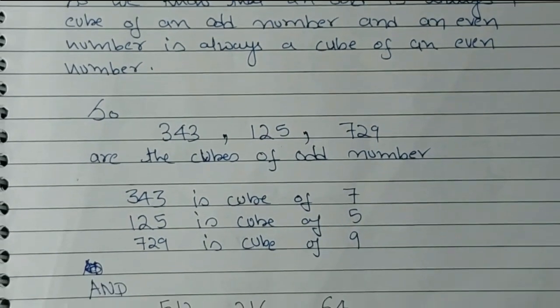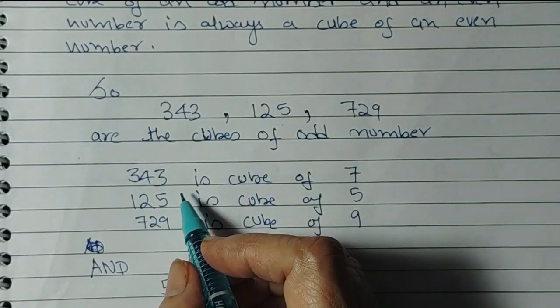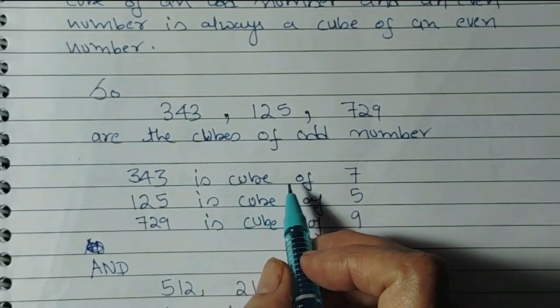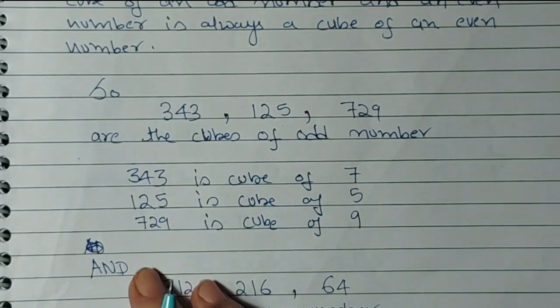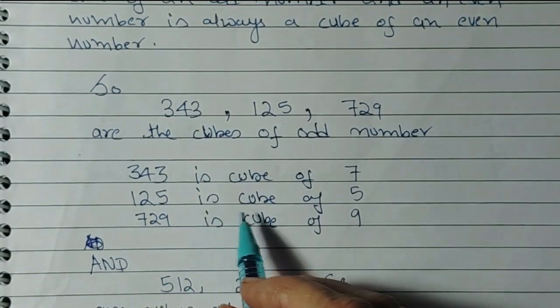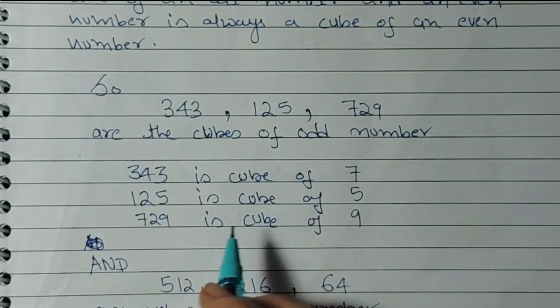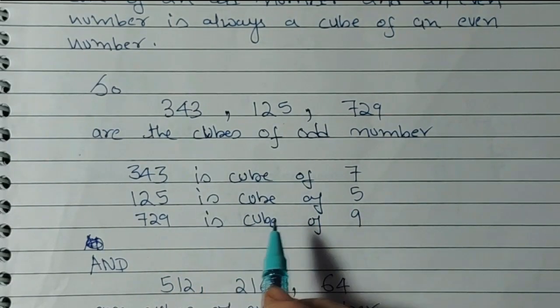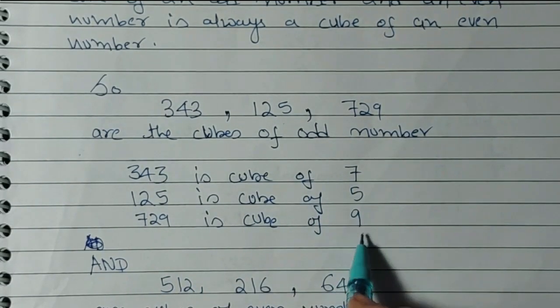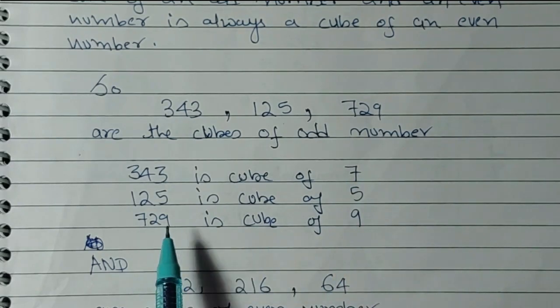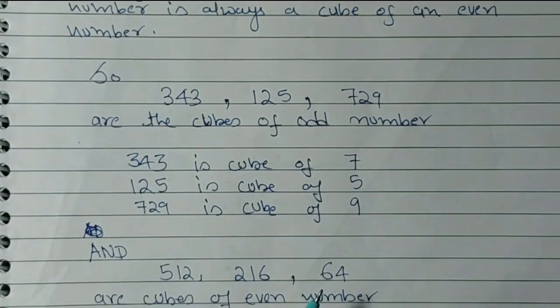So let's find out. These are the cubes. 343 is the cube of 7. 125 is the cube of 5. And 729 is the cube of 9. So these are odd numbers and their cubes will also be odd numbers.